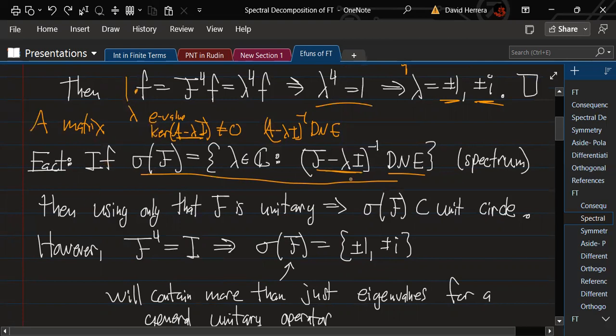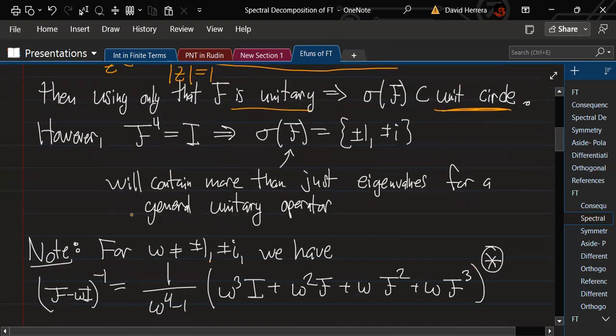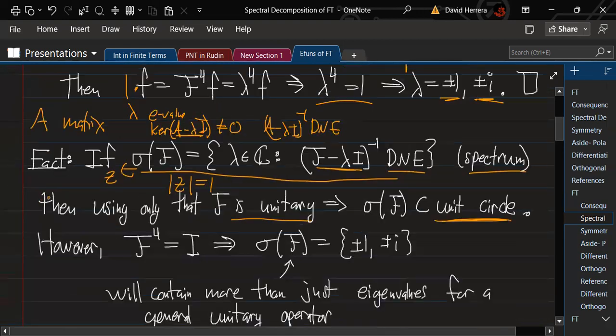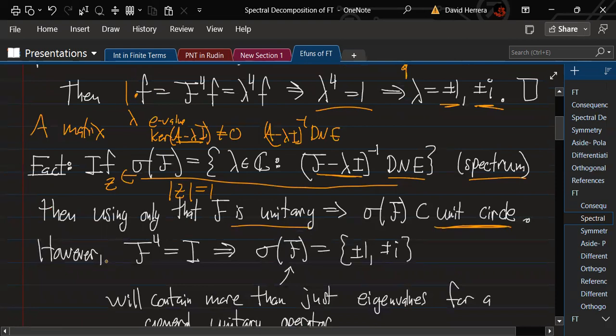So if we define this as the spectrum, then using only the fact that F is unitary, which is a standard fact of bounded operators, the spectrum of the Fourier transform, because it's unitary, is going to belong to the unit circle. So if I have a complex number z in here, its length has to be 1. Those are just the rules based off the operator being unitary. And it'll follow from some of the arguments we do a little later. I can show it using that kind of stuff.